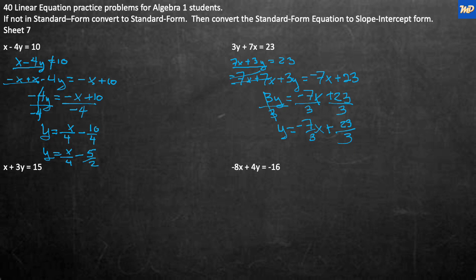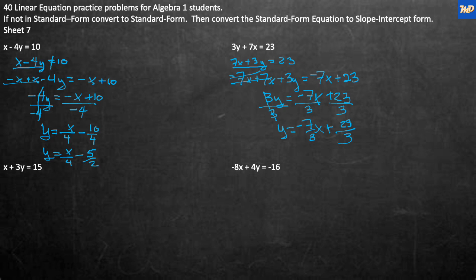And 23 thirds is what? 21 and 2/3. Excuse me, 7 and 2/3, because 3 goes into 23 7 times. That 7 times 3 is 21, plus 2/3 remaining.